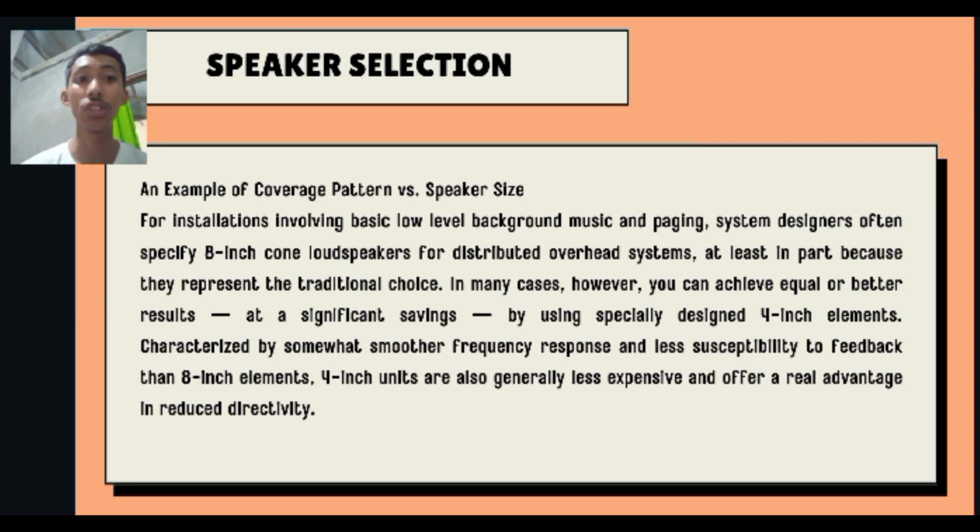4-inch units are also generally less expensive, and offer a real advantage in reduced directivity compared to the 8-inch elements.